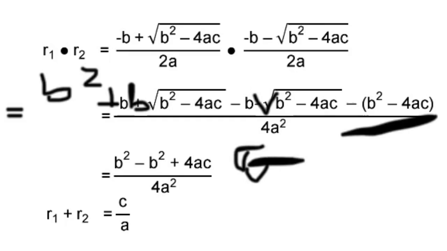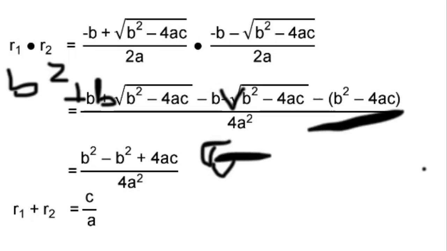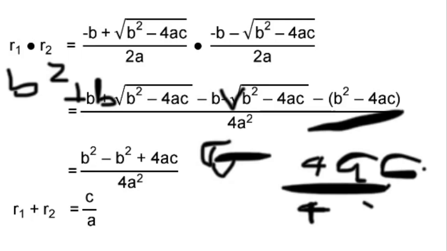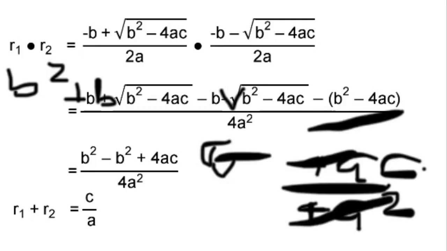Then over 4a squared. Then simplifying this one, b squared minus b squared is 0. So you have 4ac over 4a squared. Then simplifying this one, cancel 4a and a here. So remaining here is a. So the answer is c over a. So r sub 1 times r sub 2 equals c over a.